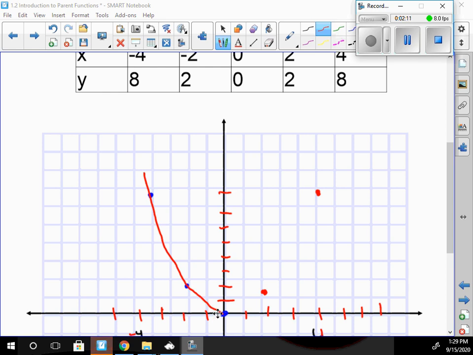How careful I'm being. Got ugly on this side. We can tell what general shape that is. That is a parabola or a quadratic for the parent function.